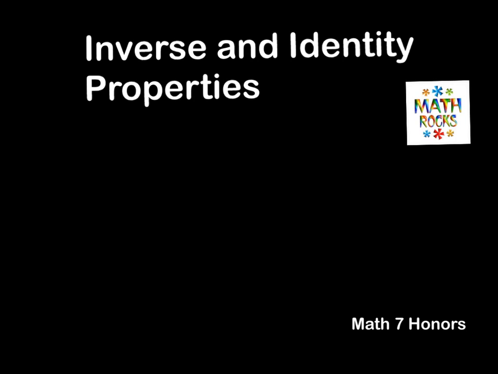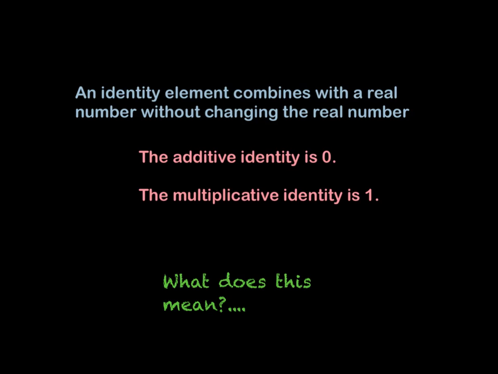Inverse and identity properties. An identity element combines with a real number without changing the real number. So the additive identity is 0 and the multiplicative identity is 1. What does this mean?